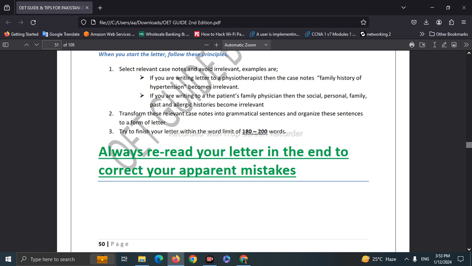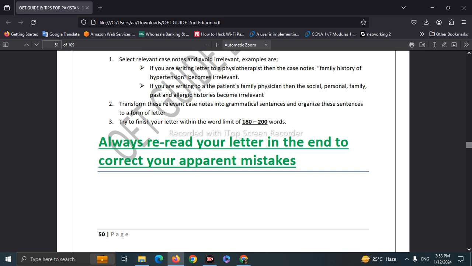Always reread your letter at the end of your writing. You should plan your writing so that you have enough time in your 40 minutes to reread your letter.